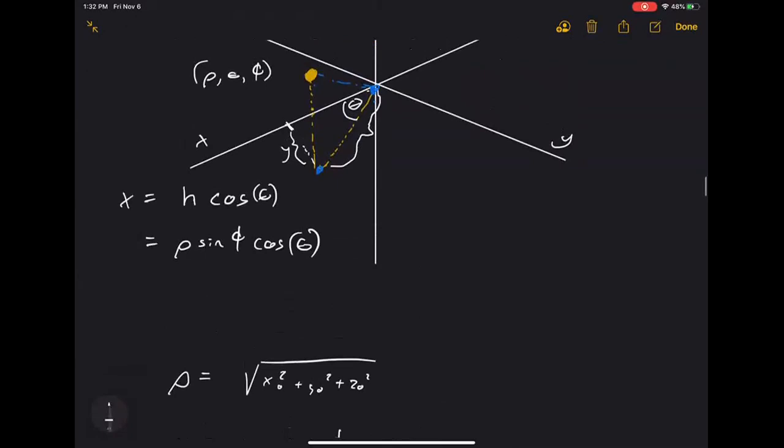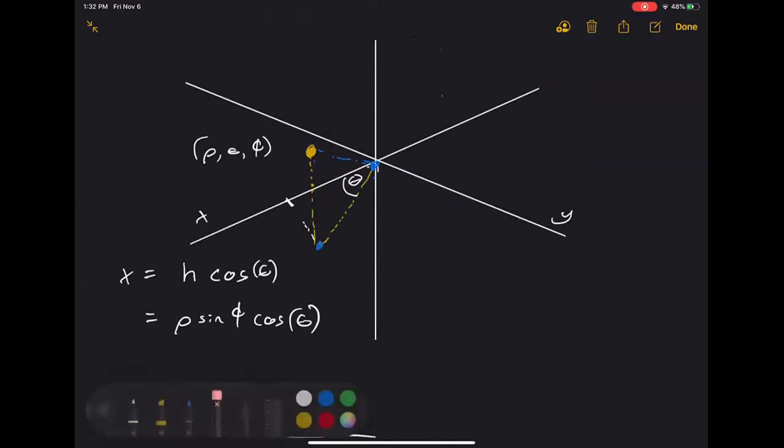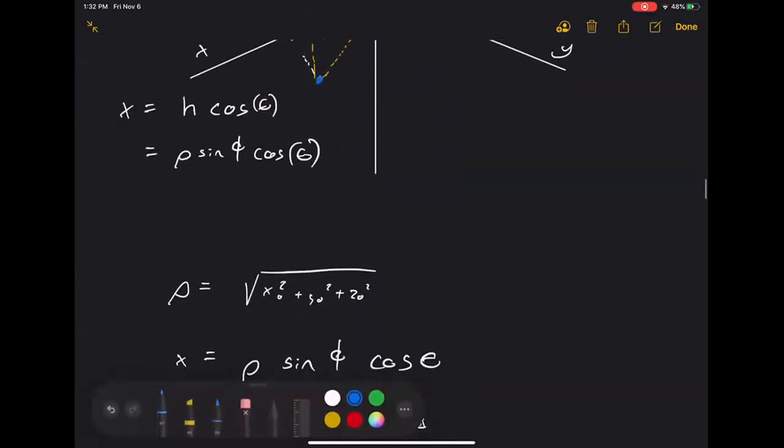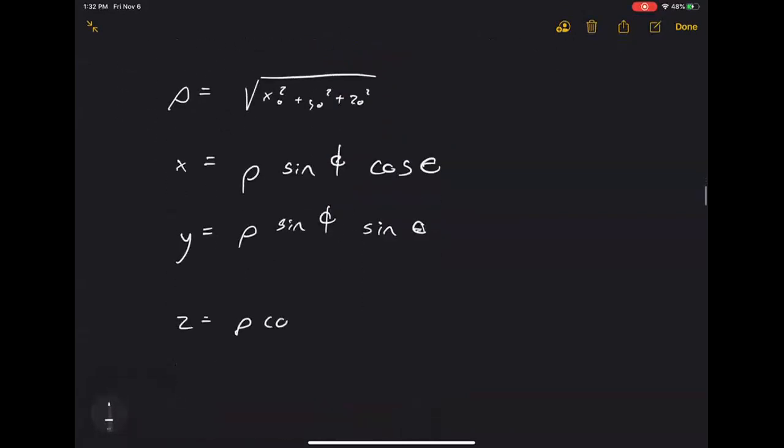And finally, we want to know the z coordinate. Well, what is the z coordinate? The z coordinate is this distance. Let's see, what is that distance? I know this length is rho and this angle is phi, so that distance should be rho times cosine of phi. So now I see how my Cartesian points relate to my spherical points.